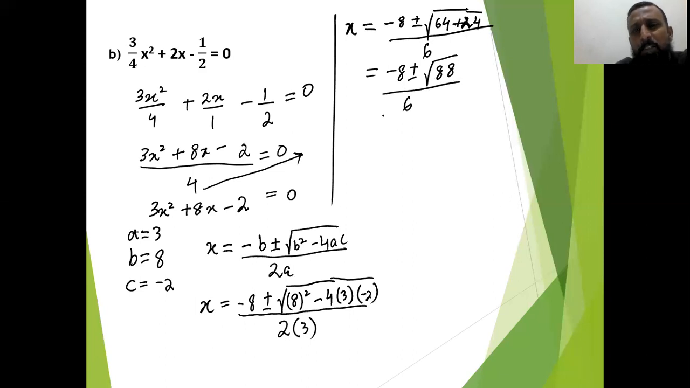Now 88 is not a perfect square. Okay, so 88 is not a perfect square. So we need to take help of calculator to get the answer of root 88. So please do it. So we get the result as under root 9.38, negative 8 plus minus 9.38 upon 6.